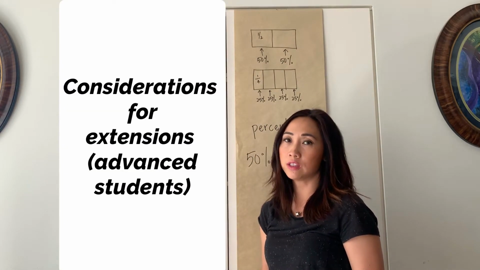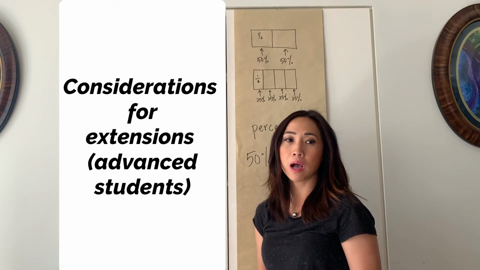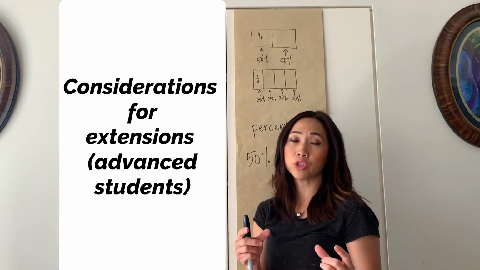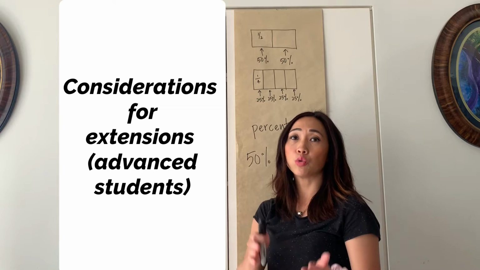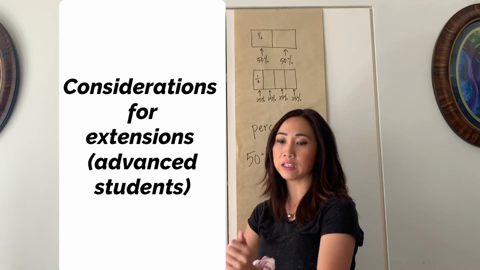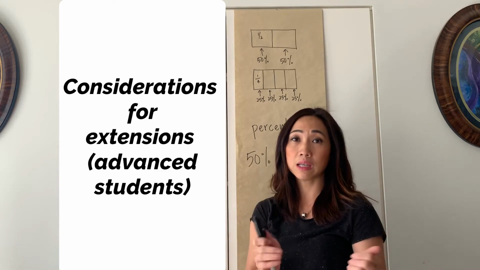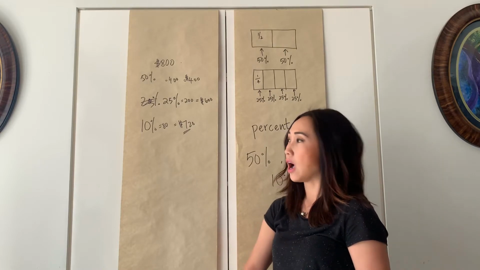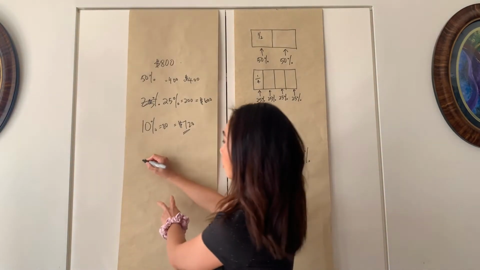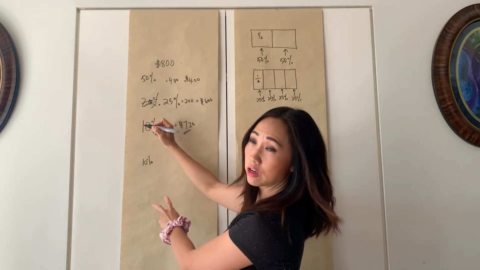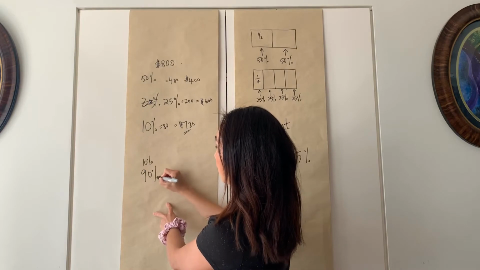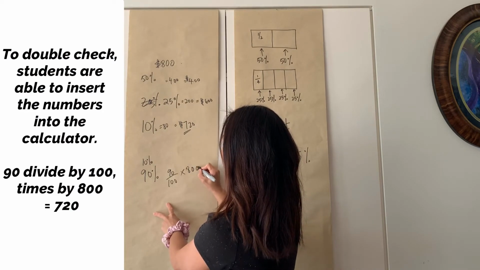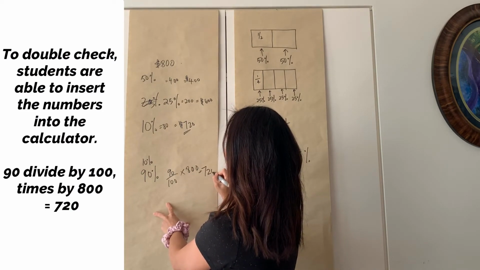To extend the students that are ready, let's show them a way to inverse the problem. So instead of working out the discount, we work out the portion that we need to pay. So if the discount is 25%, we need to pay 75%. If the discount is 10%, we need to pay the 90% portion. So for instance, if the flight is 10% off, instead of working out the 10% off, we work out the 90%, which is 90 out of 100 times 800, and we will get 720.